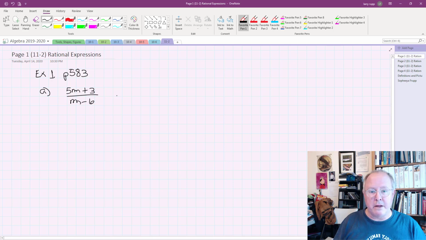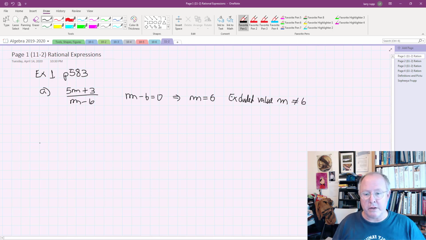All right, so we look at the denominator, m minus 6, and we set that equal to 0. Obviously m would be equal to 6 in that case. So the excluded value then is m cannot equal 6. Let's do one that's a little more interesting, part B.